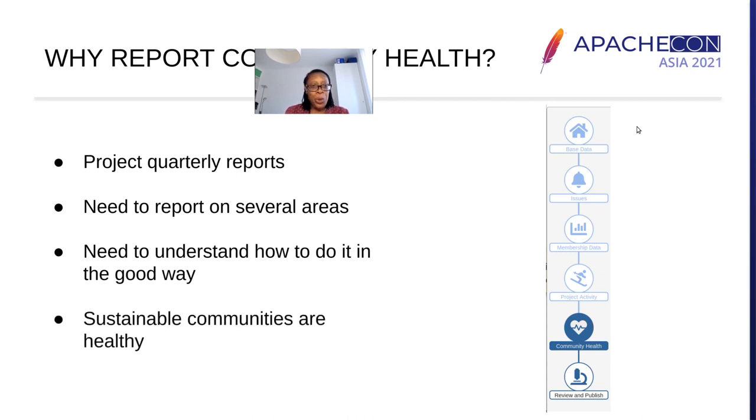And why do we want to report community health? Not only because projects have to report it every quarter, but one of the key things about Apache is about having a healthy community to create a sustainable project. A healthy community will create project and code that sustains over a long period of time. We have Apache projects that are 18, 20 years old, and that's because they had great, healthy communities around them. If we want projects to endure, which we at Apache really want, we are really focused on making sure that the communities that support these projects stay healthy.